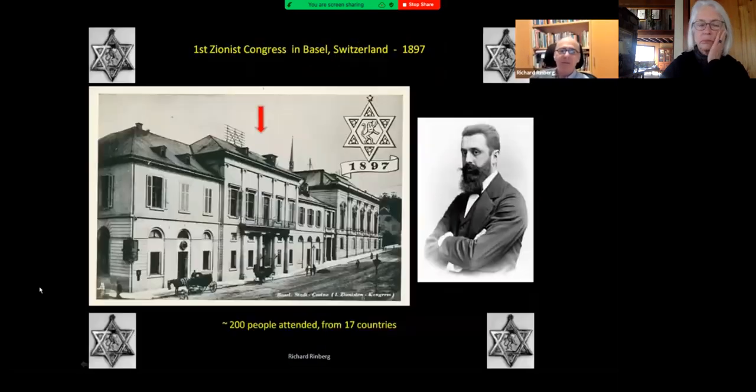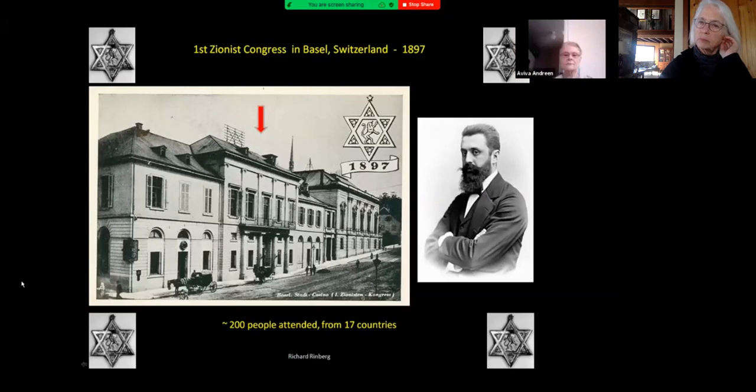Now, the first conference is going to be in 1897 in Basel. It's meant to be in Munich, but there's a problem with the rabbis in Munich because Herzl's idea is very much political Zionism, nothing to do from his perspective with religion. And of course, the rabbis are against this. So he ships it to Basel.